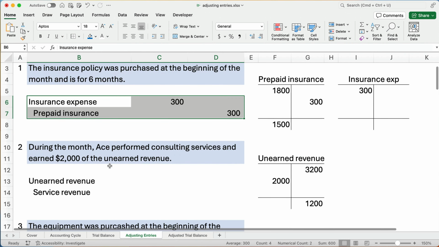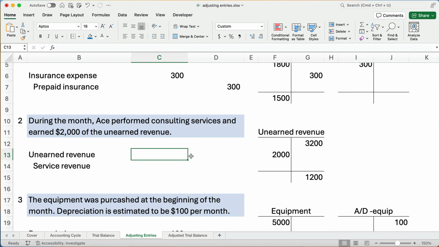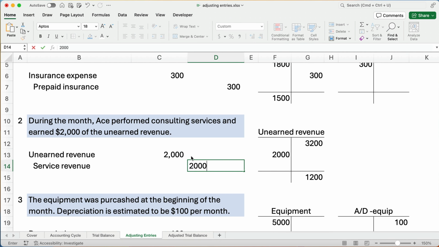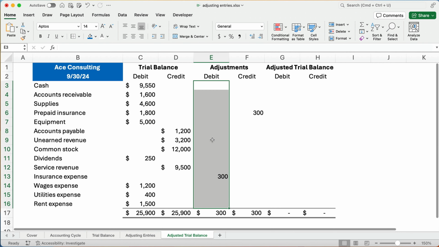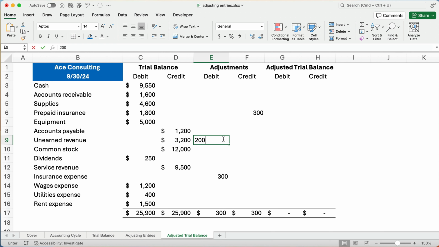Our next entry is unearned revenue. I never put the number in. Unearned revenue of $2,000 and service revenue of $2,000. So we've recognized revenue of $2,000, right? And I try to show it here. So unearned revenue, I'm going to debit for $2,000 and recognize service revenue for $2,000.